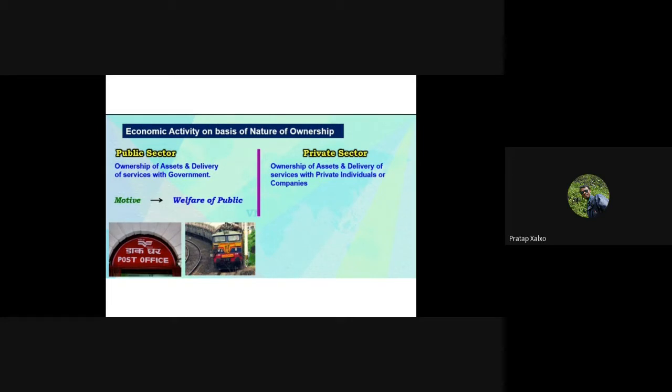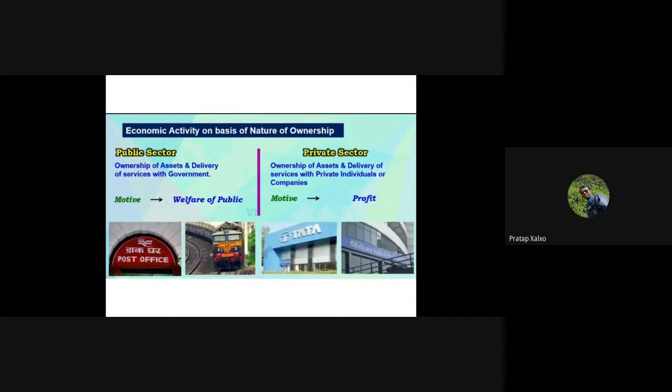Then it is the private sector. Here the ownership of assets and delivery of services lies with private individuals or companies. So, in simple words, the public sector is owned and managed by the government. Private sectors are owned and managed by private individuals. So, what is the motive here? The motive is profit. We have all heard of Tata and Reliance. They are examples of private sectors.